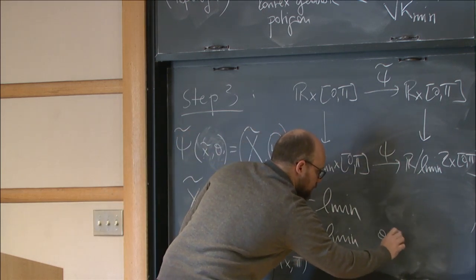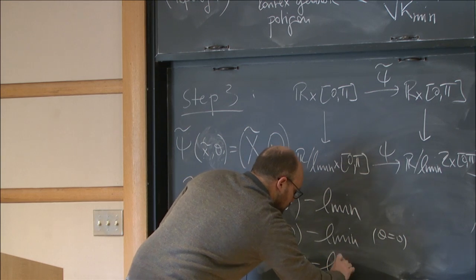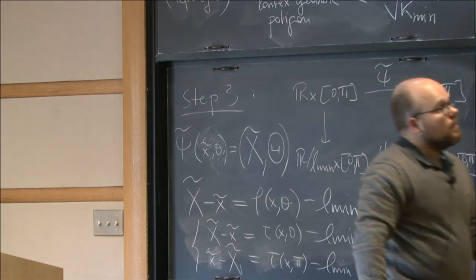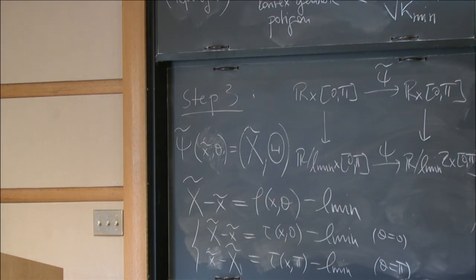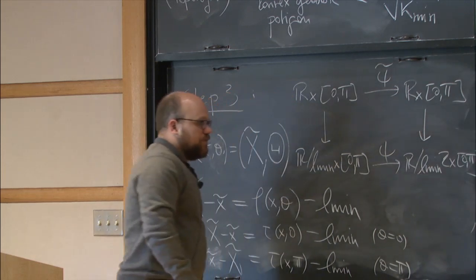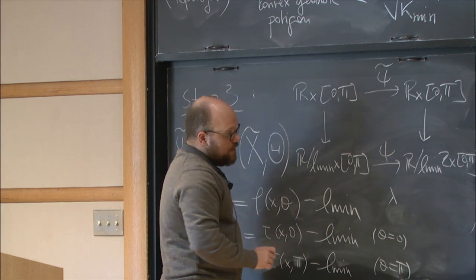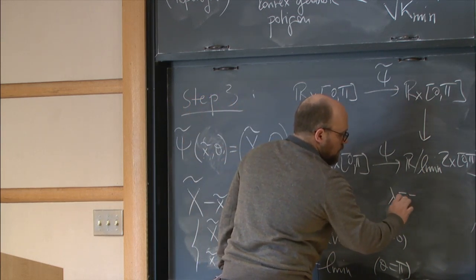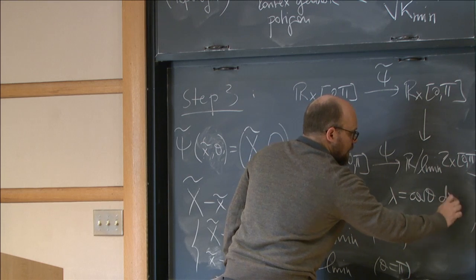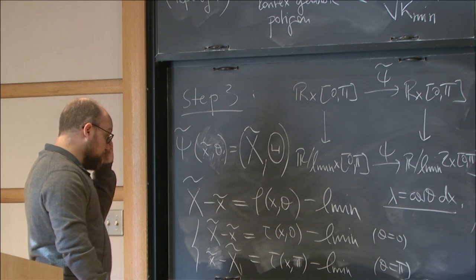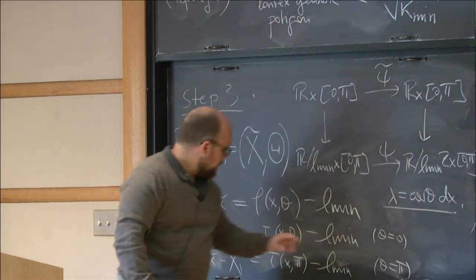That's here for theta equals 0. Here you get for theta equal to pi, right? Because we're taking away L mean from this expression. That's what's enough to show that the flux is 0, because the primitive of the one form of the area form you're looking at is minus cosine of theta dx. So for theta equal to 0, this is just dx. And that's what you get.